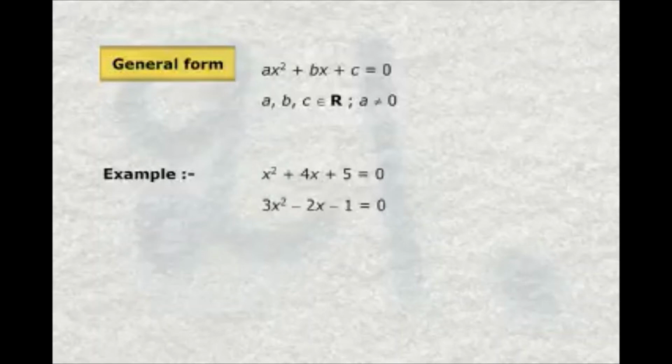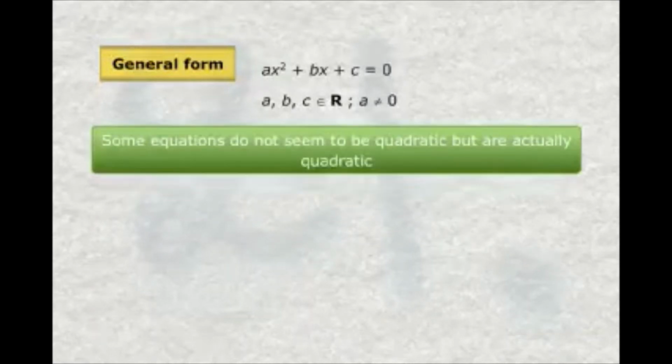There. x squared plus 4x plus 5 equals 0. 3x squared minus 2x minus 1 equals 0. Similarly, you can create many more quadratic equations of your own. Now, a lot of times we also encounter equations which do not seem quadratic at first. But if we simplify them, then we come across a quadratic equation.